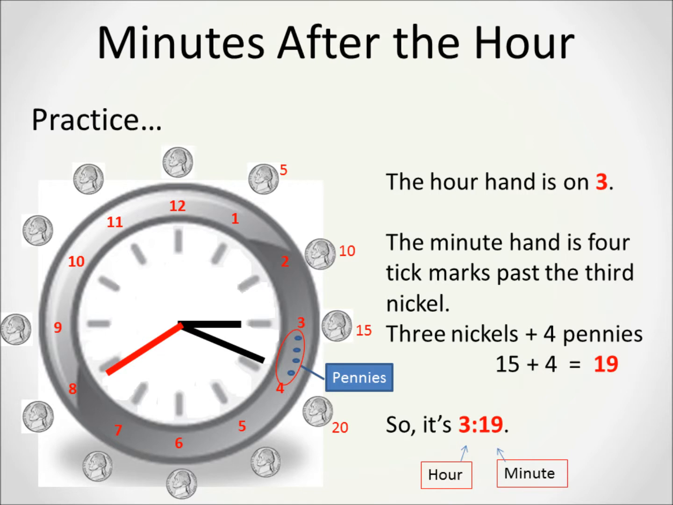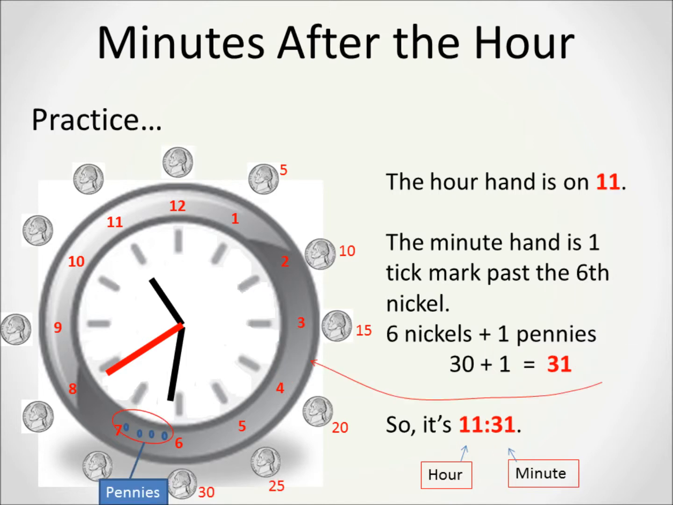On this clock, the shortest hand, the hour hand, is on 3, so we know it's 3 something. The minute hand is 4 tick marks past the third nickel. So we have 3 nickels and 4 pennies. 3 times 5 would be 15, plus 4 is 19. So the hour is 3 and the minutes is 19. The time is 3:19.